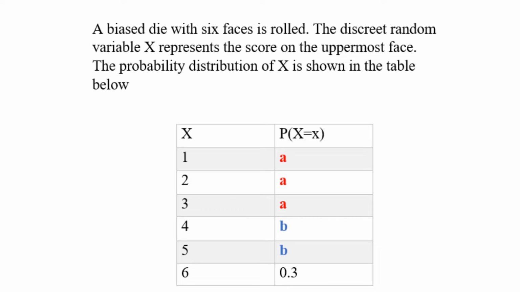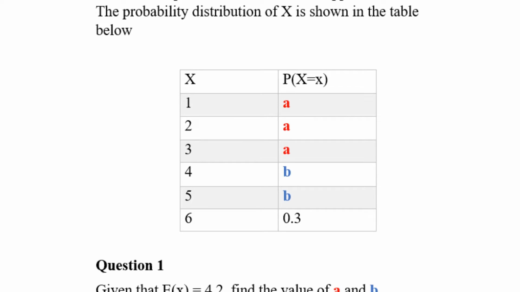The question says that a biased die with 6 faces is rolled. The discrete random variable X represents the score on the uppermost face. The probability distribution of X is shown in the table below. We can see that we have x, that is 1, 2, 3, 4, 5 down to 6, and the probability attached to each, that is P(X = x). We have a, a, a, b, b, and then 0.3.